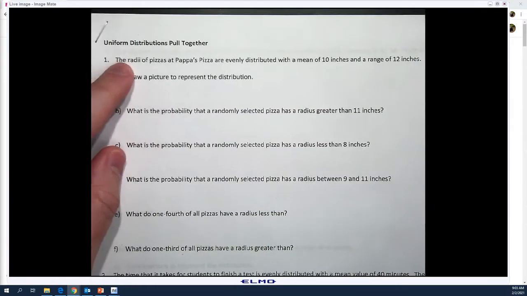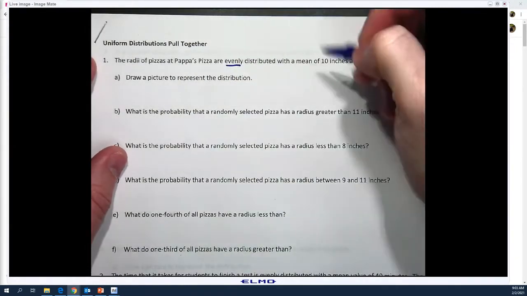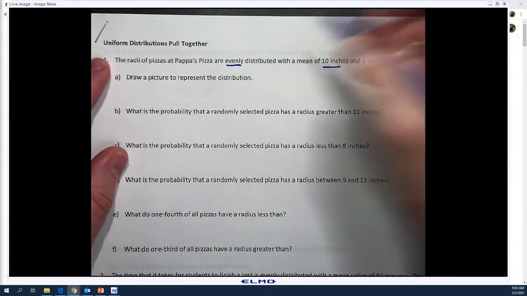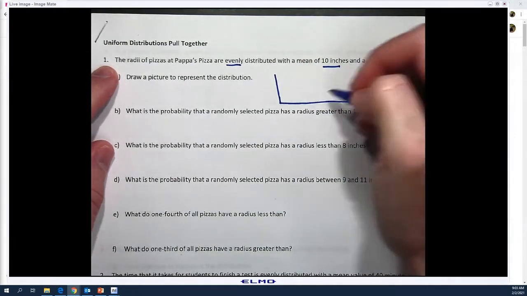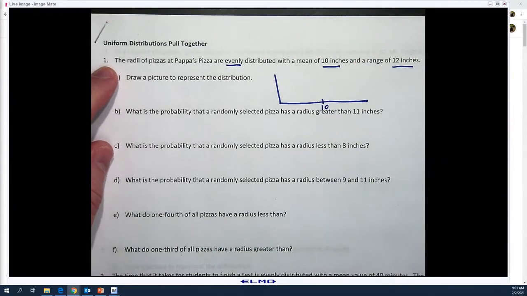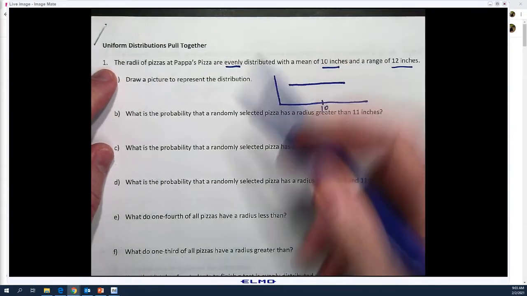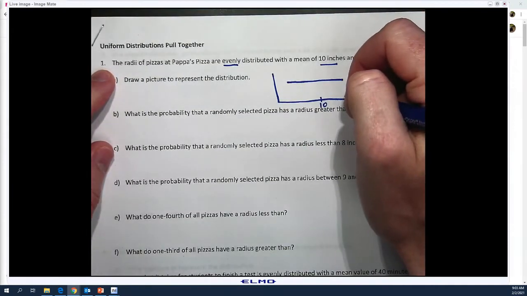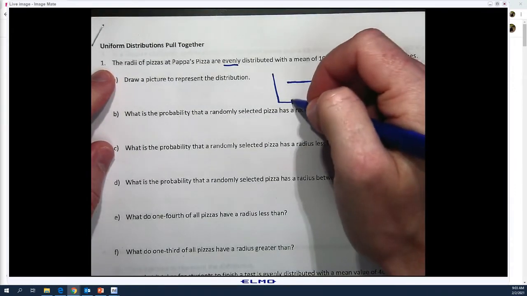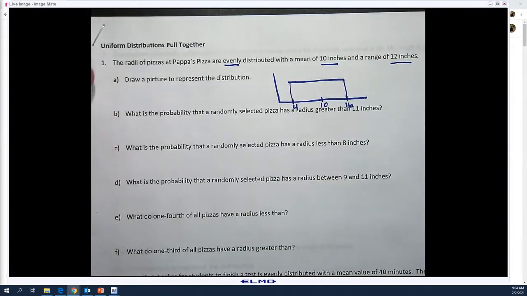It says the radii of pizzas at Papa's Pizza are evenly distributed with a mean of 10 and a range of 12. Draw a picture of this distribution. Hopefully from Thursday, you remember you just put 10 in the middle. That's the mean. The total range across this evenly distributed distribution is 12 inches, so I'm going to go 6 to the right and 6 to the left for a total of 12. So that's our distribution for the radii of pizzas.